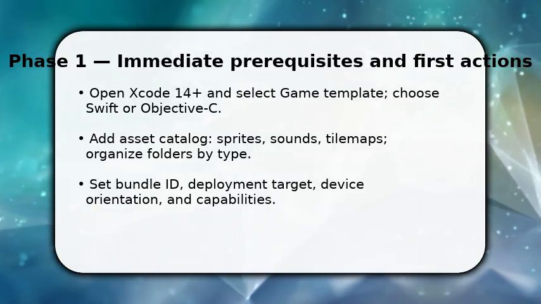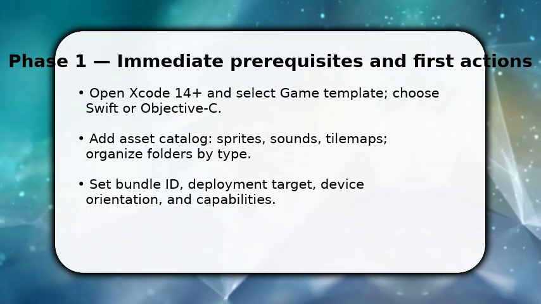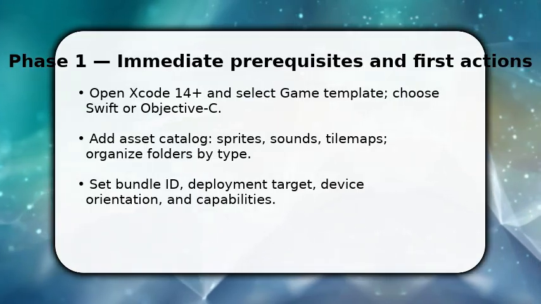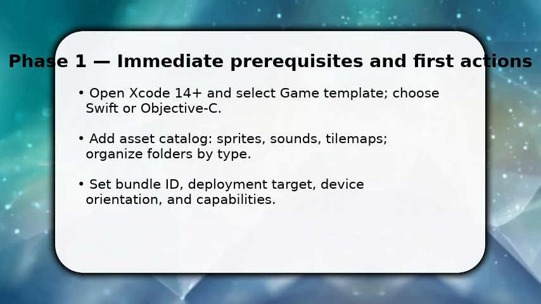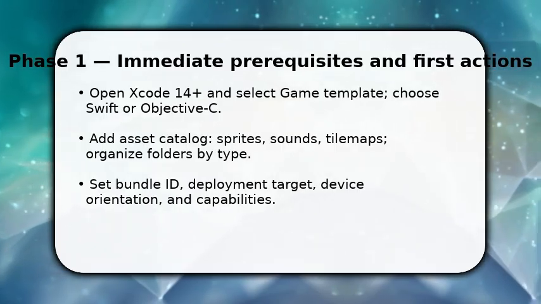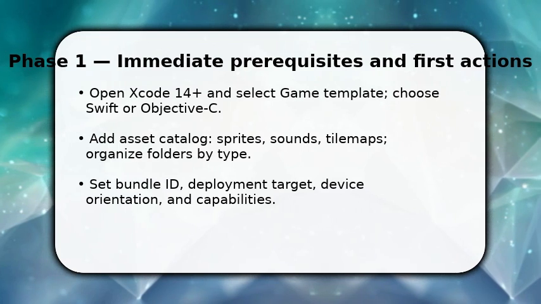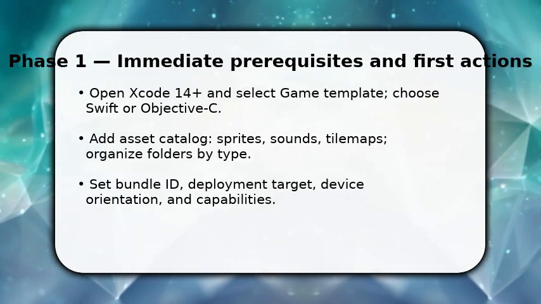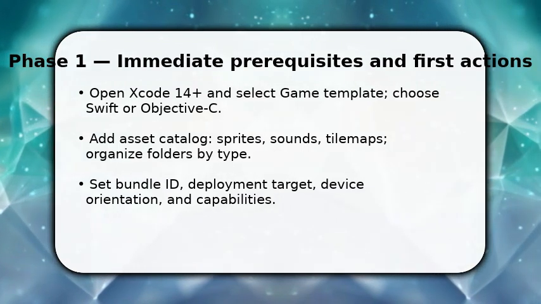Once done, configure bundle ID and deployment target, enable capabilities like Game Center if needed, and set device orientation. This gets your project structure and permissions correct before you write gameplay code, so subsequent steps stay focused and repeatable.